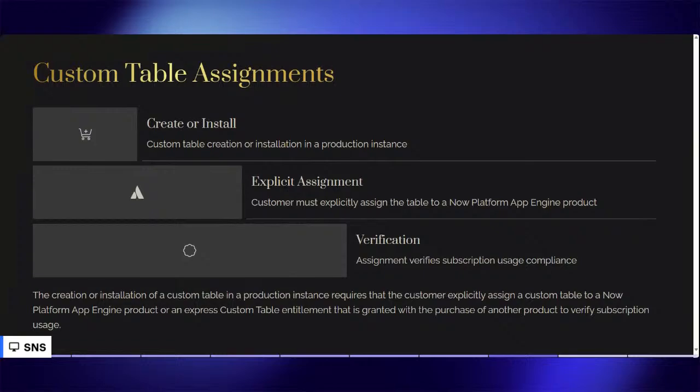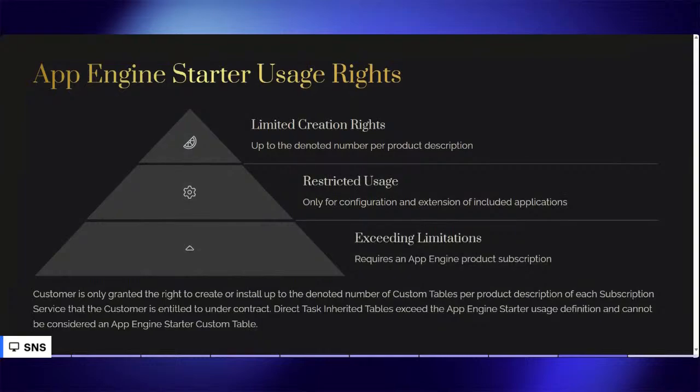Okay, now let's talk about some very important things when it comes to the App Engine Starter usage. This starter usage gives you a limited creation right, up to the denoted number per product description. So whenever you purchase a given product, there is a limit on it. You have to make sure that limit is not reached, and also restricted usage only for configuration and extension of included applications. Okay, if you are exceeding the limitation, it requires an App Engine product subscription. So if you have that starter, and you are exceeding the limits, you need an App Engine product subscription.